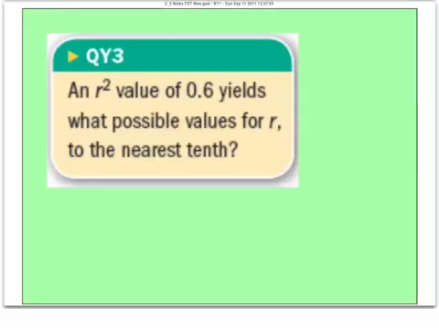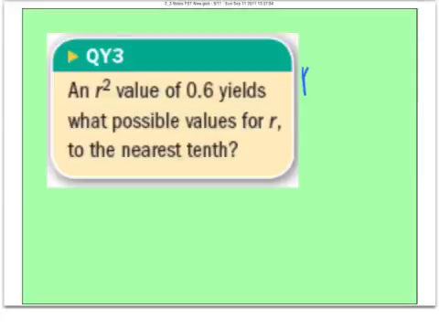Now we only have 2 slides left. This question says, if r squared is 0.6, what are the possible values for r to the nearest 10th? For our purposes, we don't really talk about r squared in regression analysis. It does have a meaning, but we don't need to go there. But we know r has a meaning. That's the correlation coefficient. It tells us the direction and the magnitude of the strength of the linear relationship.